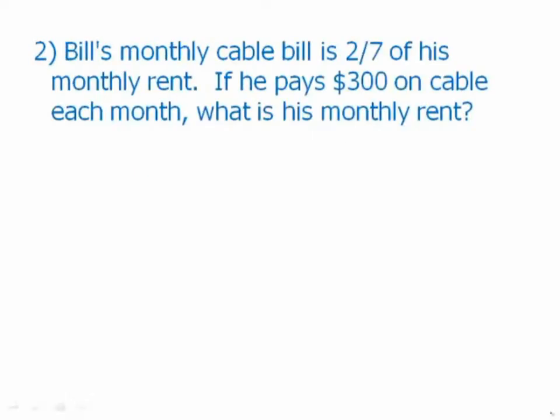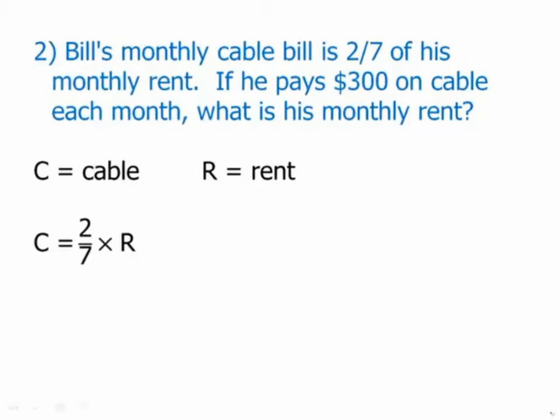Another question. This is starting to get a little more test-like. Bill's monthly cable bill is 2/7 of his monthly rent. If he pays $300 on cable each month, what is his monthly rent? So this is interesting. The first thing I'll do is introduce some letters to stand for these things. C equals cable, R equals rent. Now that first sentence, cable is 2/7 of rent. That means cable equals 2/7 times R.